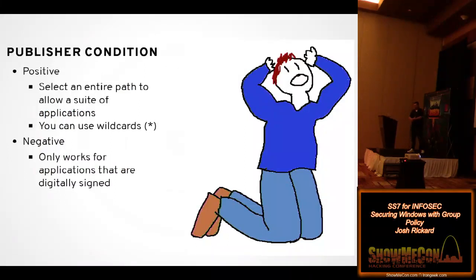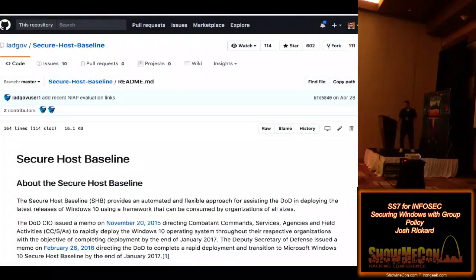Publisher condition. This is actually pretty cool too. You can just say, okay, Microsoft, but it only works for things that are digitally signed. So if you have software that you modified or that's built in-house and isn't digitally signed, then you're not going to be able to use this. But for Microsoft, you can use it. There are ways around this though. There's been research by quite a few people lately on how to fake those publishers and the certificate chaining, but for the most part, it's pretty good.